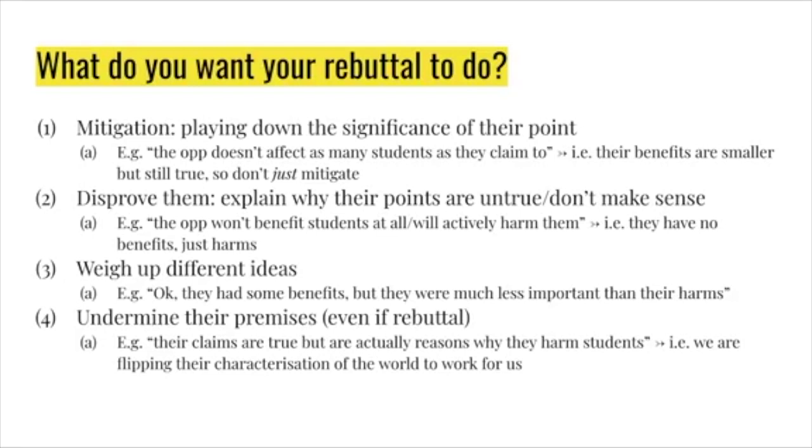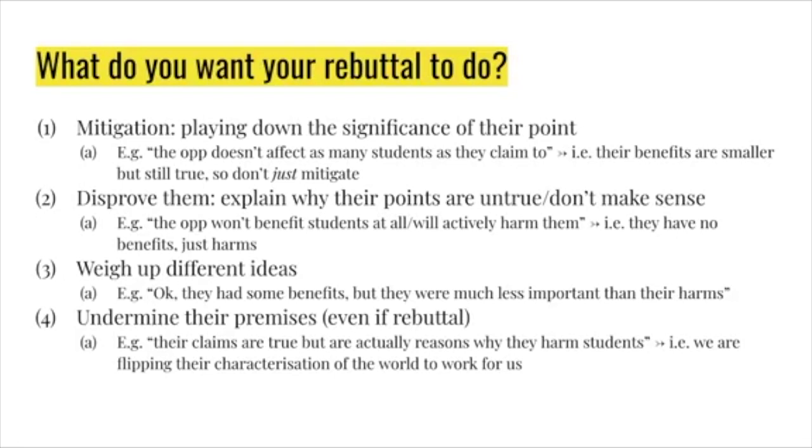So secondly, the second form of rebuttal is just disproving them. This is where we explain why the opposition's points are untrue or why they don't make sense. That's saying things like, well, the opposition won't benefit students at all, or they might actively harm them in particular ways. So the claim here is that they have no benefits, just harms, that their side is actively bad. And so that's obviously a bit stronger than mitigation, because here we're making an active claim about whether the opposition gets their benefits or is able to accuse you of harms. We're not just playing them down or making them smaller.